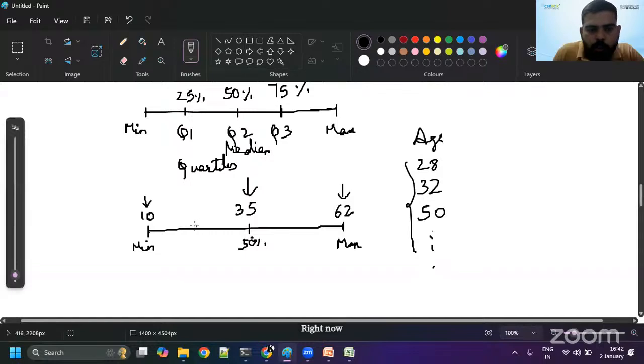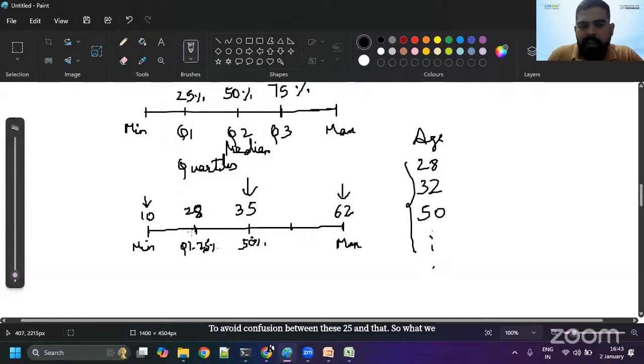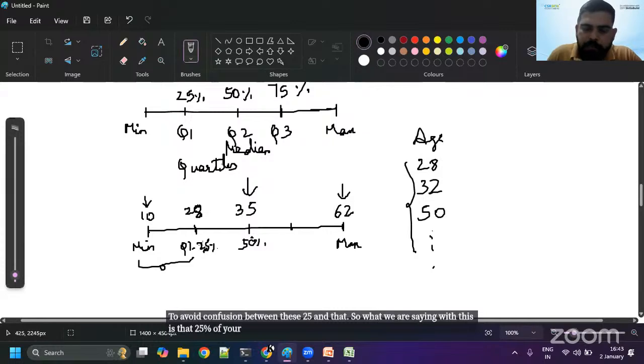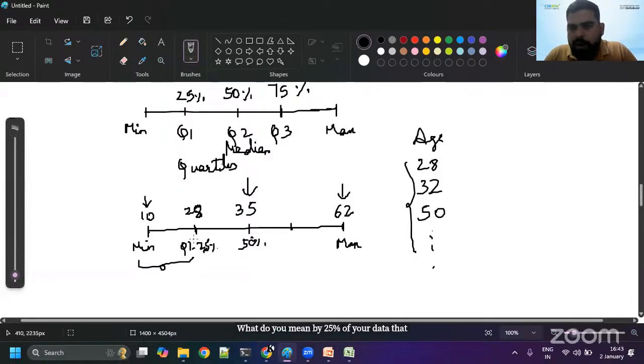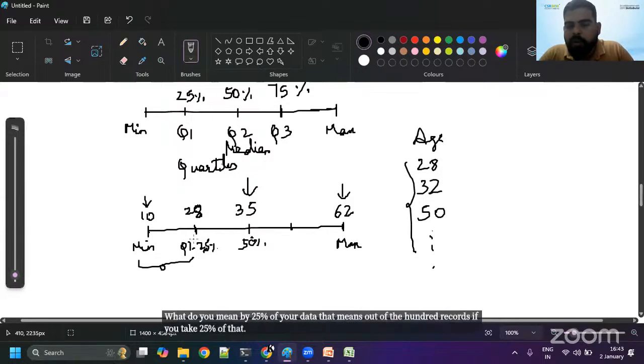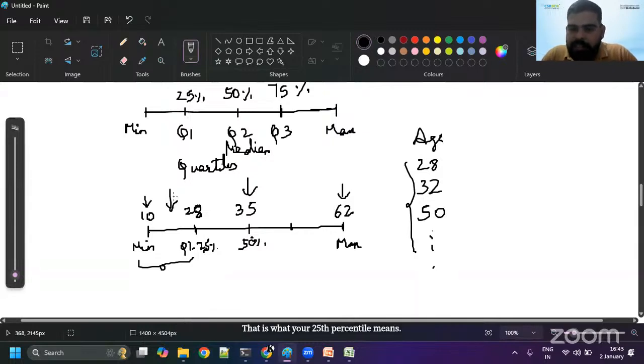Now, what are Q1 and Q3? Q1 is nothing but my 25th percentile. Let's say the 25th percentile is 28 years, to avoid confusion between this 25 and that. What we are saying is that 25% of your data lies below 28 years of age. Out of the 100 records, 25% of that is 25 records. So 25 people fall below the age of 28. That is what your 25th percentile means.